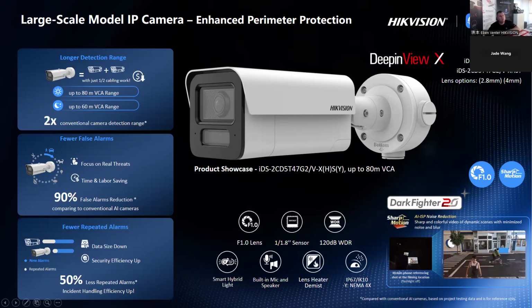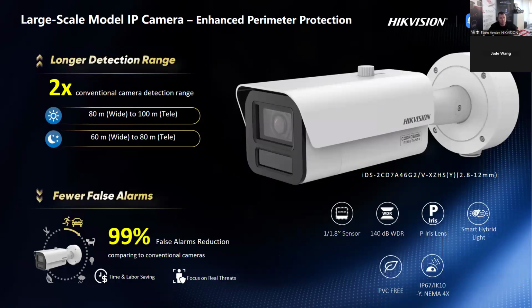Then the 7 series is almost basically the same. The only difference, however, is the 80 meters of that VCA itself, helping you during the daytime, and at nighttime 60 meters, reducing that as well. So reducing your false alarms, not just 90%, but 99%, right? There are multiple different things itself when it comes to this camera.